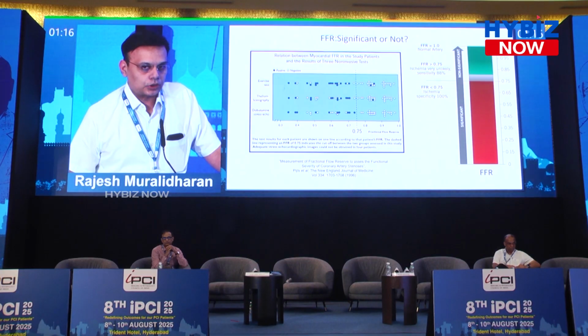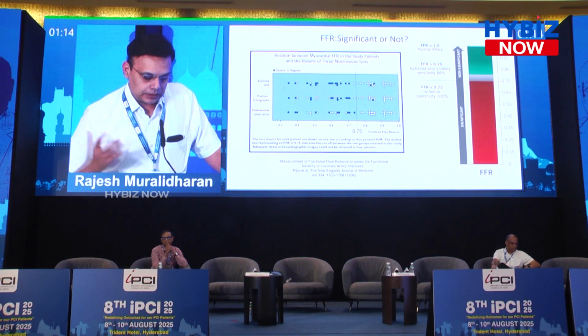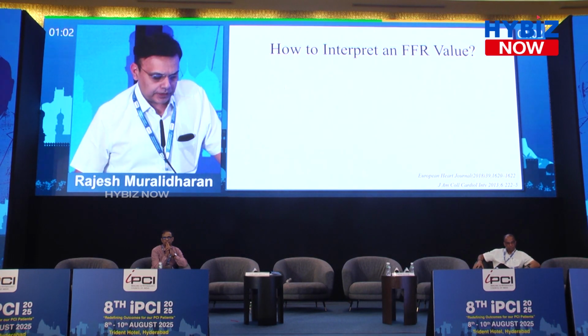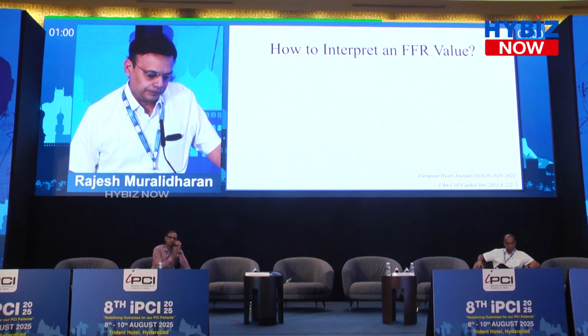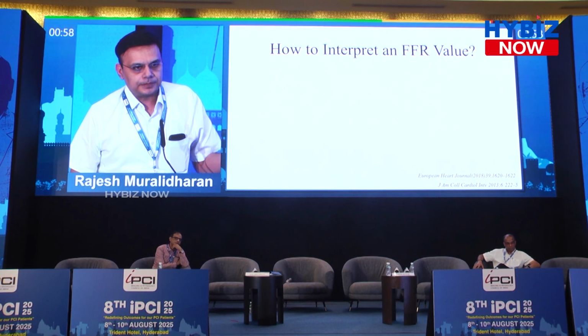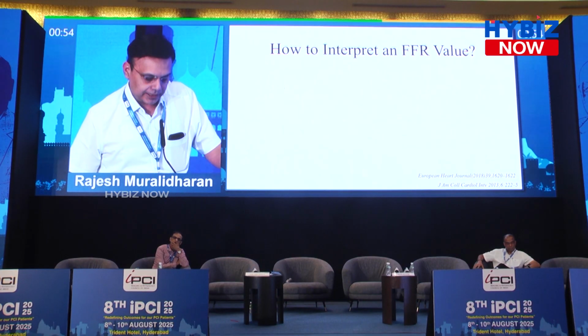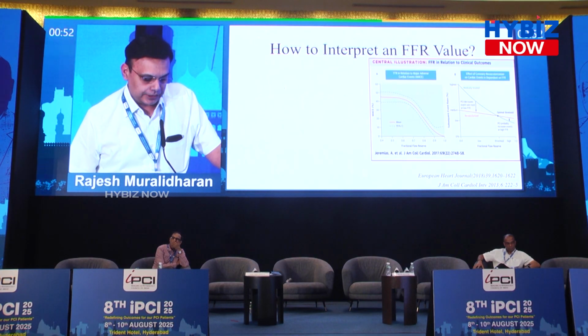The clinical threshold of FFR is 0.80, although the ischemic threshold is 0.75. And when you have an FFR of more than 0.75, ischemia is very unlikely, with a sensitivity of 88%. So how do you interpret an FFR value that you have got? You must understand and accept that ischemia exists as a continuous variable and not as a dichotomous variable in nature.